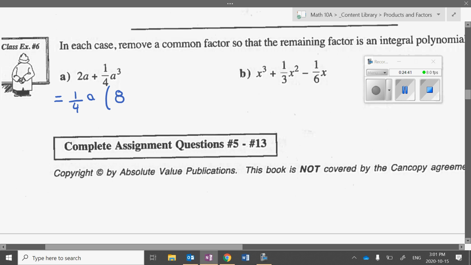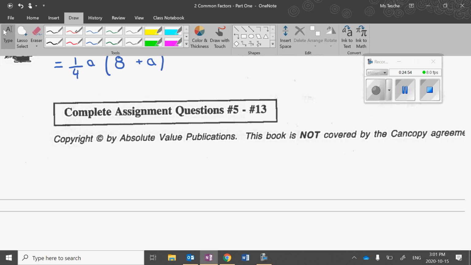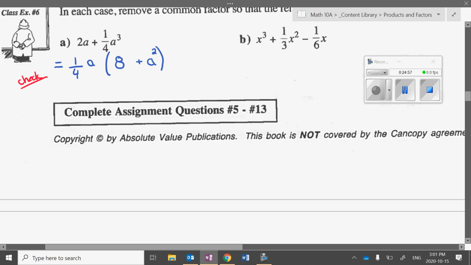In the second term, we literally factored out the quarter, so that's nice. Out of a cubed, I factor out an a, so I'm left with a squared. Your check, if you want to do this, is doing your multiplication. So when I multiply this back in, I'm going to get 8 over 4a, which is just equal to 2a. 8 divided by 4 is 2. 1/4 a times a squared gives me back 1/4 a cubed. So actually doing that multiplication is going to be your check to make sure you got it right or wrong.